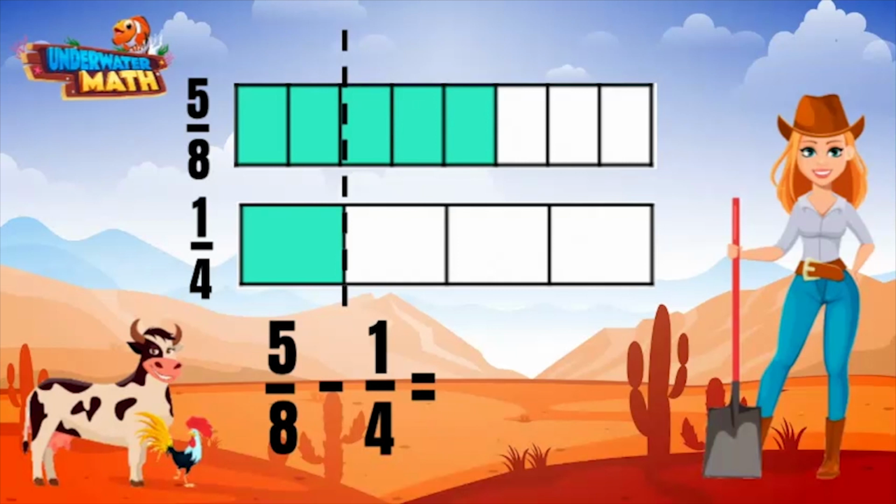There are 2/8 in 1/4. We have found our common denominator, 8. I am going to replace 1/4 with 2/8 because we know they are equivalent. We know 5/8 of the eggs are white, and 2/8 of the eggs are brown. 5/8 minus 2/8 equals 3/8.